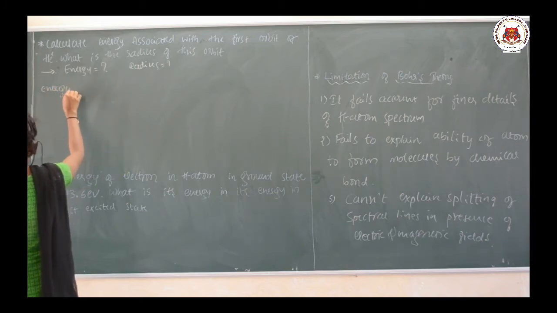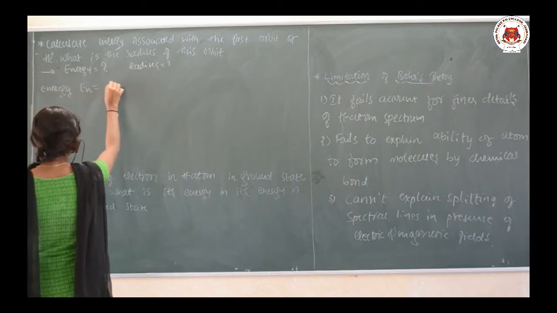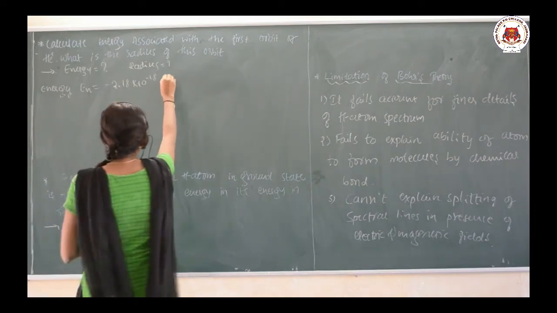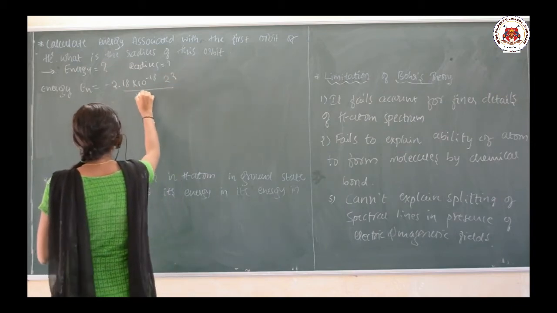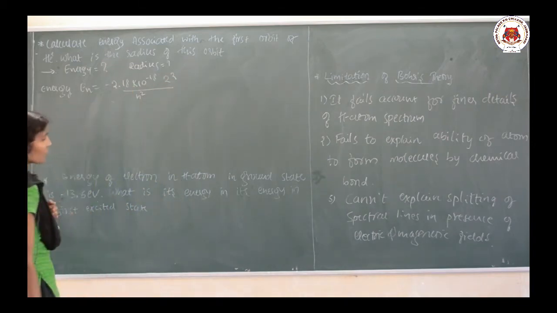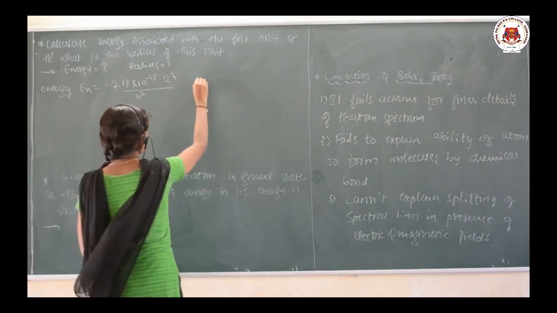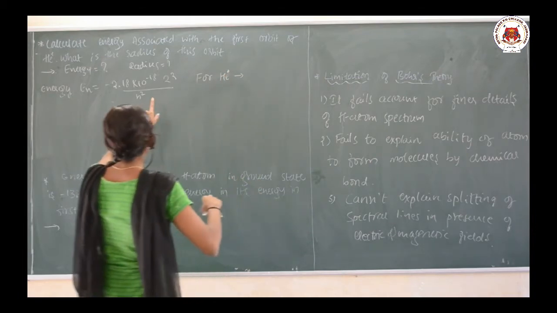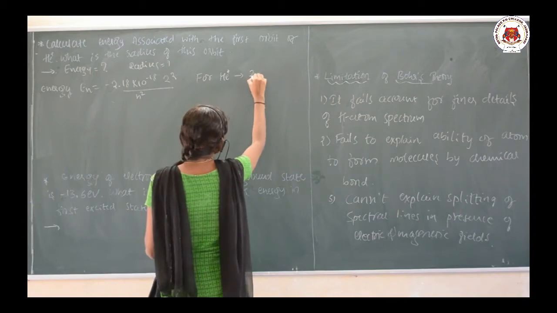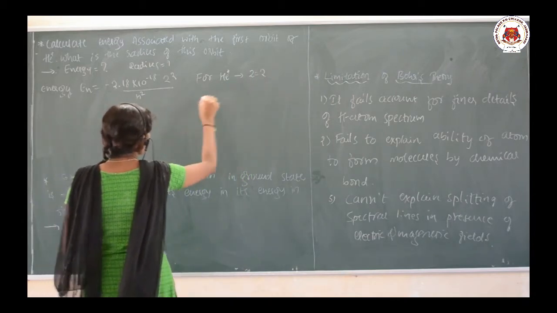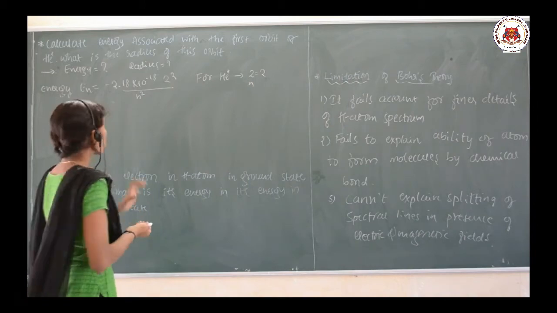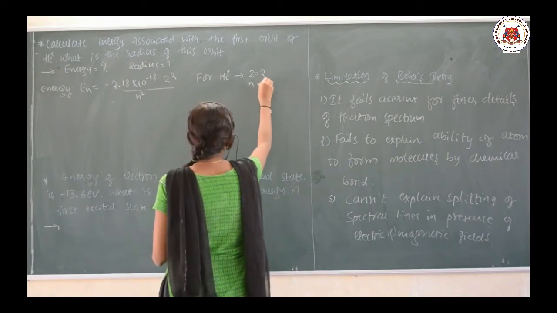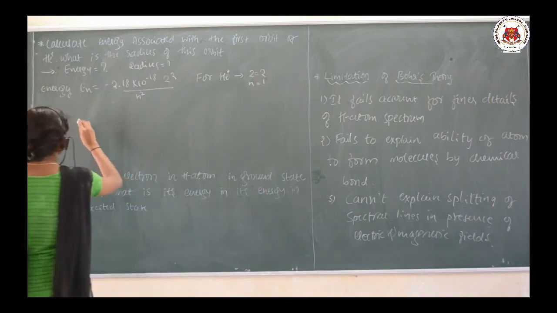We already have the energy formula: En is equals to minus 2.18 into 10 to the power minus 18 into Z square divided by N square. This is the formula. For He plus, what is the value of Z? Z is the atomic number, so Z is equals to 2. And what about N? They have said the first orbit, so N is equals to 1. So, substitute the values.